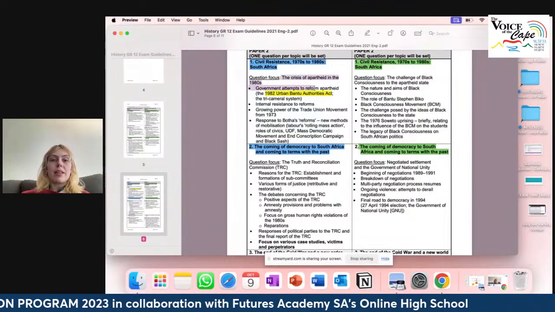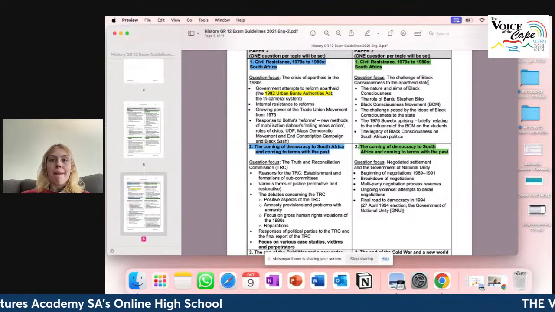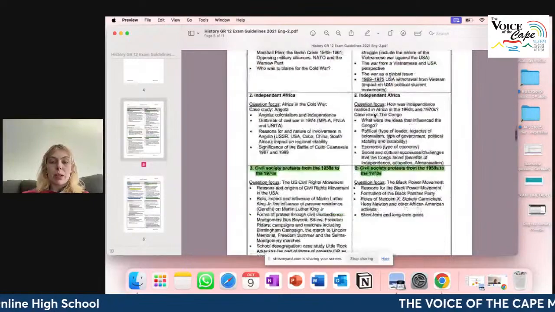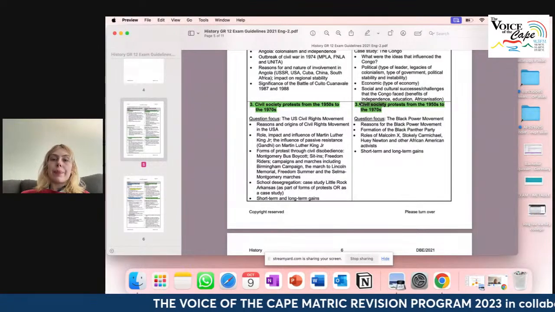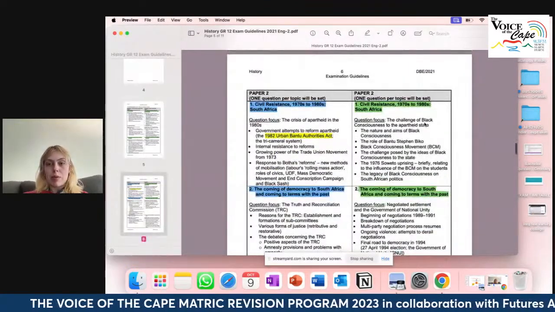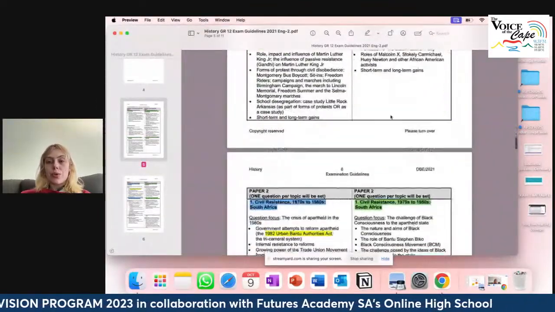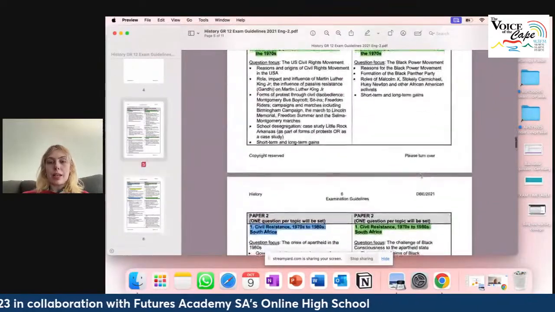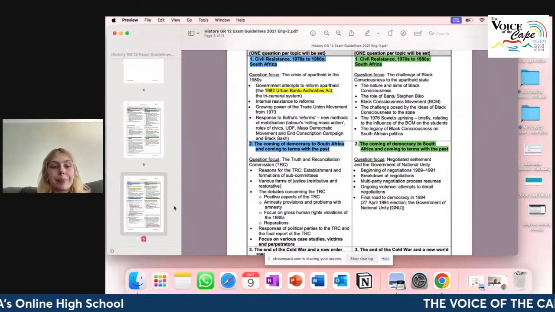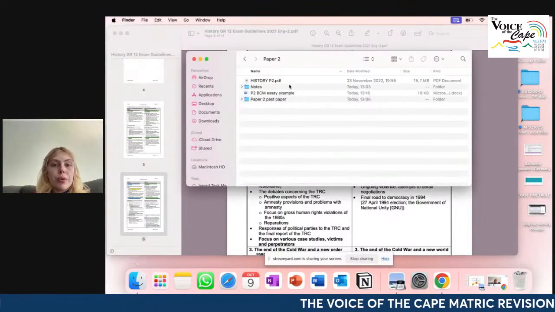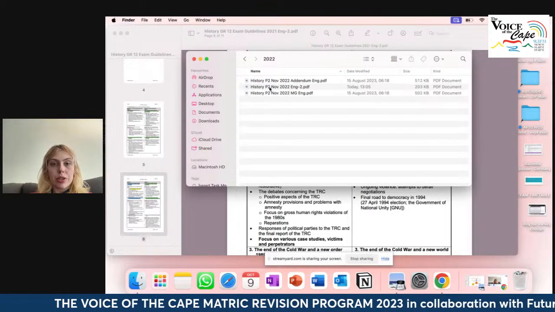So your crisis of apartheid in the 1980s is your source-based and your essay is Black consciousness. When we did our paper one class, we looked at the essay question for the Black Power movement, which you can draw some parallels to with the Black consciousness movement. So kind of similar in terms of the structure. So we'll take a look at that as well. So what I want to show first is just a past paper, just so that you can get your bearings.